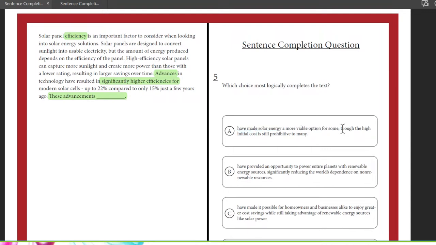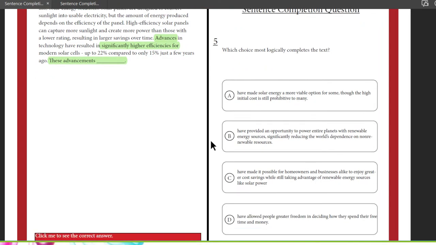What I would want to do is, I would say the first part is definitely true, but then I would want to test the second part. Like, can I see anything about the initial cost or it being really expensive? And I might take a quick look in here and I don't see anything about that. So I'm going to probably say, I don't know. B and C is what most of you are saying. So let's take a look at these.